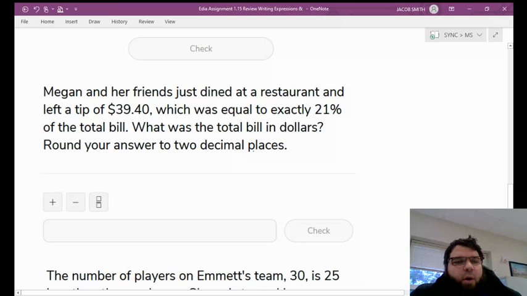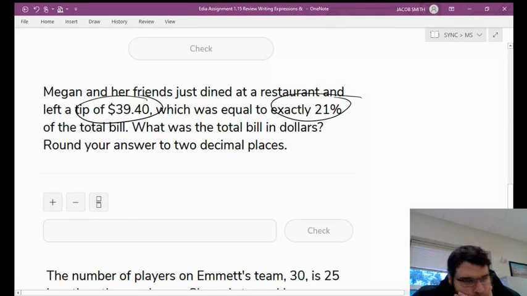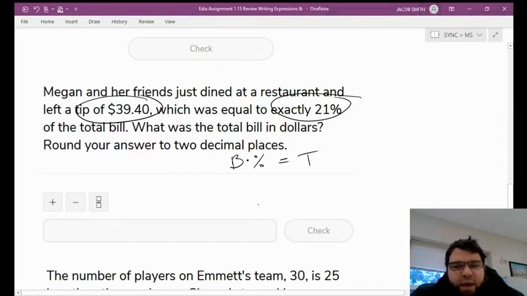All right. So what is it talking about? It says we left a tip of $39.40, and that was equal to 21% of the bill. So usually we start with the bill and then we multiply the bill by whatever percentage we're leaving for tip, and that gives us our tip. All right, well, this time we have the tip, so we can put the tip here as $39.40. It's equal to the bill, but we don't know what the bill is, but we know the percentage.